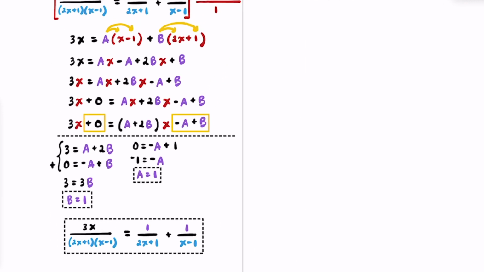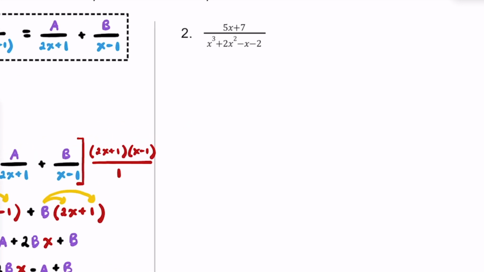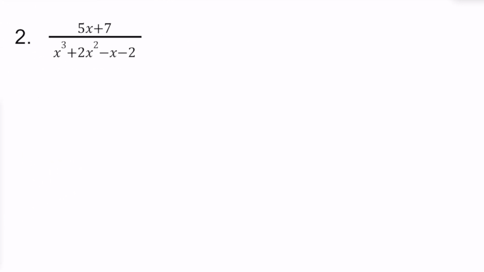Let's try another one. Let's see what we got. We have a second example here. In this one, we have this expression of this 5x plus 7 on top, and then we have this x cubed plus 2x squared minus x minus 2 on bottom. All right, just like in the last example, let's start by seeing if we can factor this denominator.